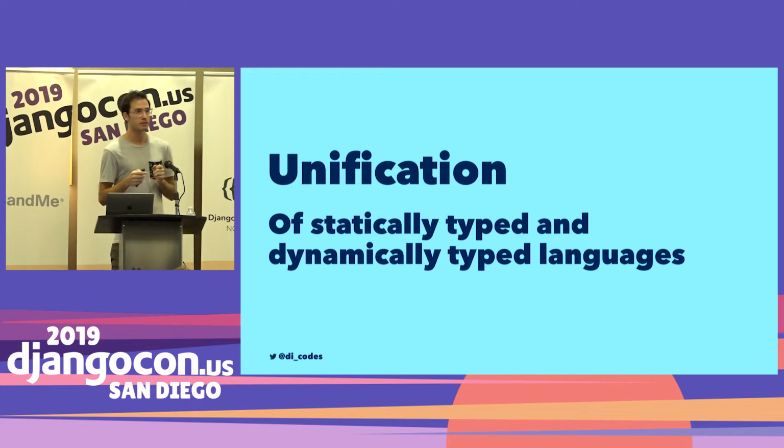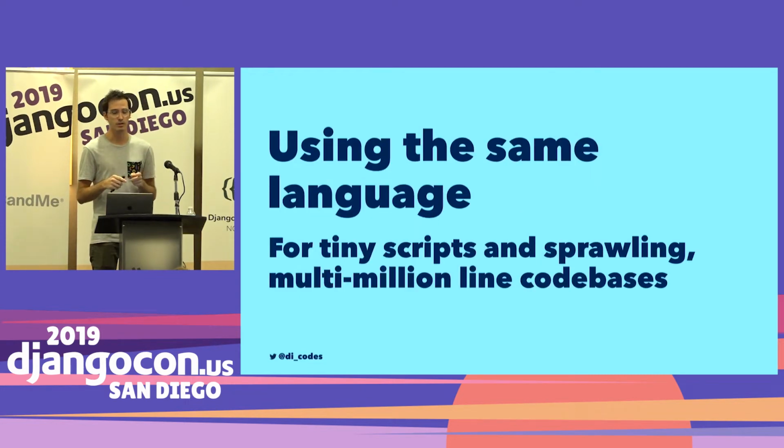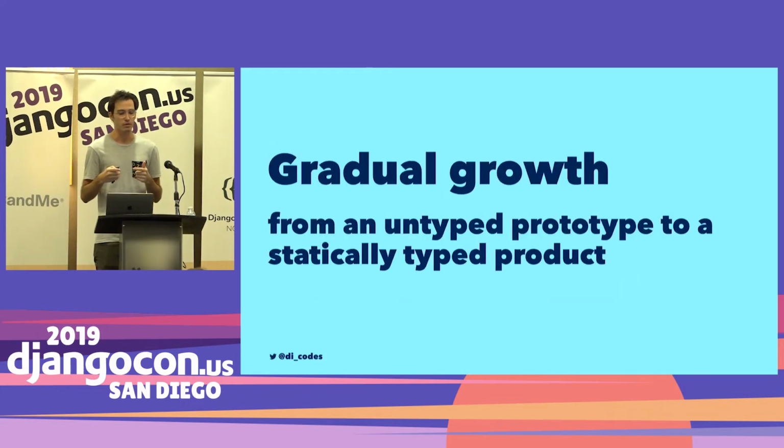And the goal was to be able to use the same language for everything from a tiny script where you don't really care about typing that much to like a sprawling multi-line code base where, like Dropbox, you start to actually care about typing. And he had this idea of gradual growth, where you could go from something that was untyped and slowly add type annotations optionally where you needed it until you had something that was fully statically typed.